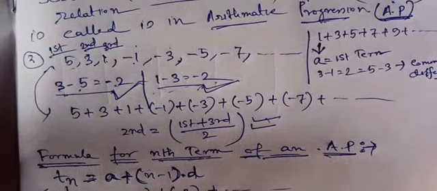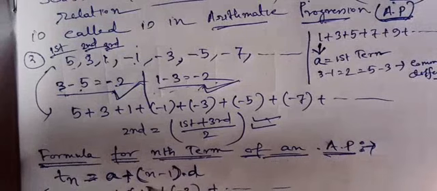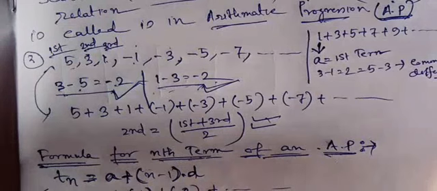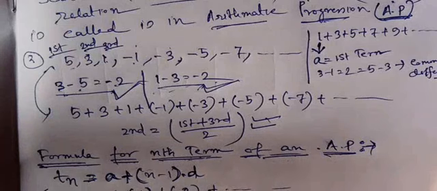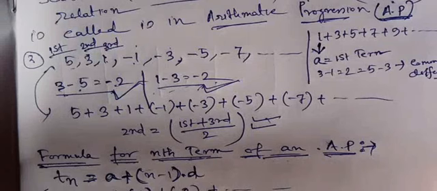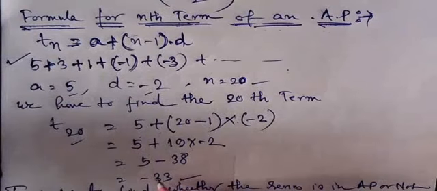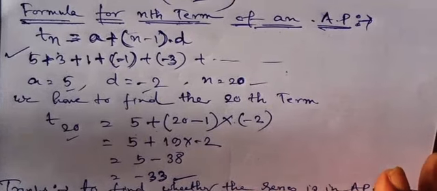Suppose we take 5 plus 3 plus 1 plus minus 1 plus minus 3 and so on. Now here a is equal to 5, d is equal to minus 2, and suppose we have to find T20. So n is equal to 20. Now we put in the formula: 5 plus 20 minus 1 into minus 2. That is, we are getting minus 33. Okay. So this is the formula for finding the nth term.